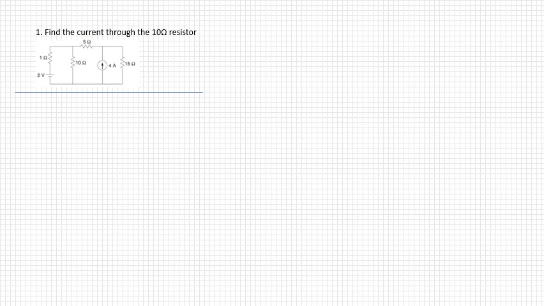Now let's move to a problem. Find the current through the 10 ohm resistor. Then the first step is to calculate IN.